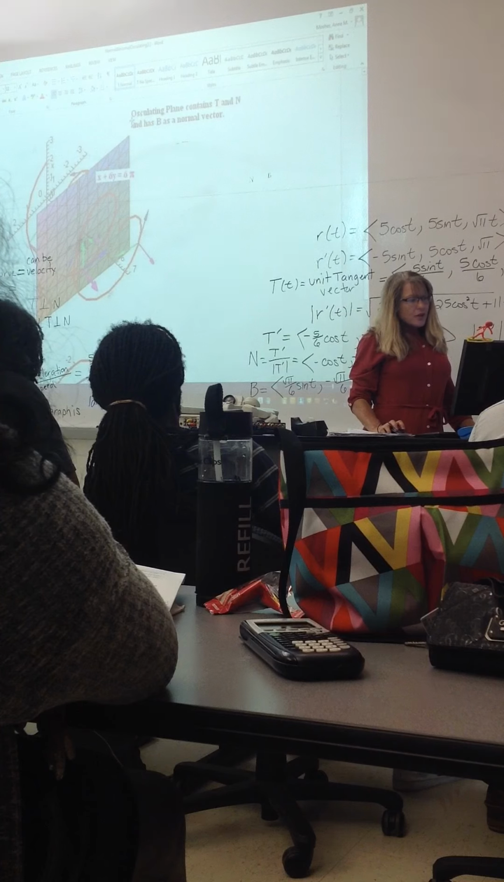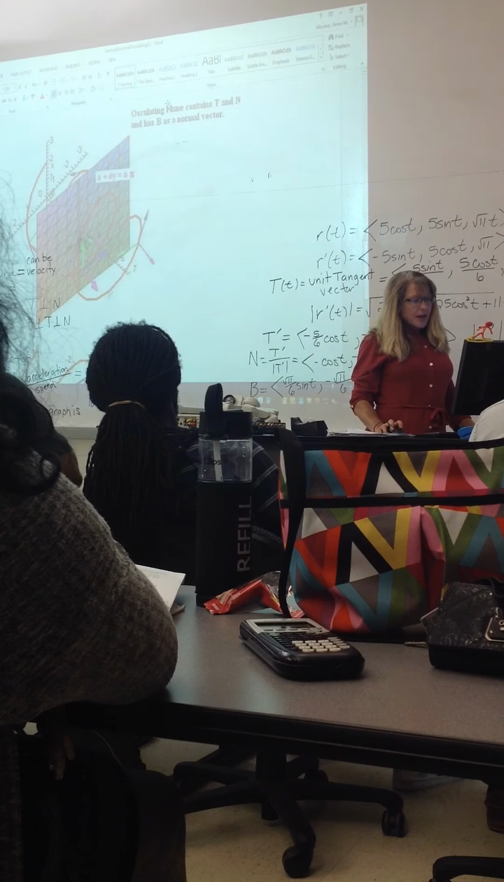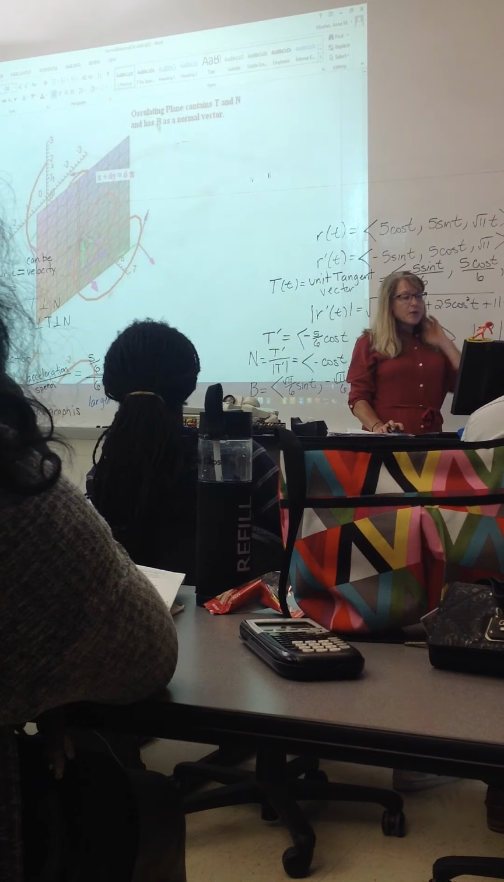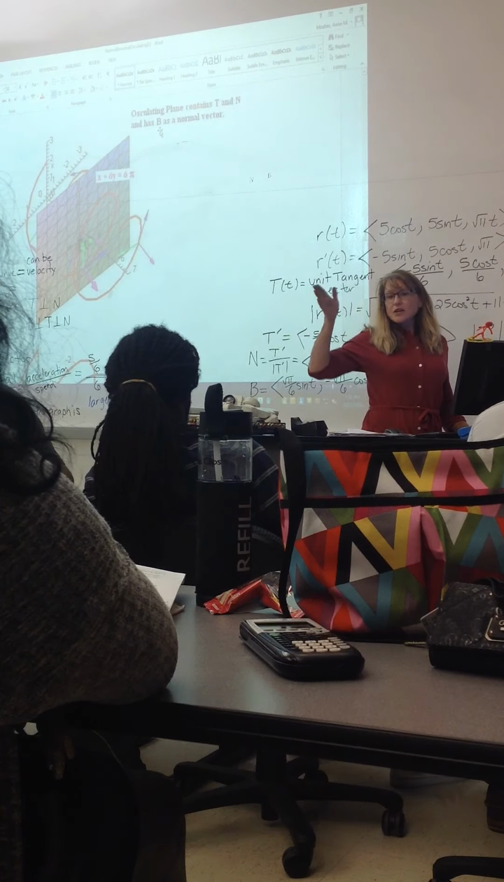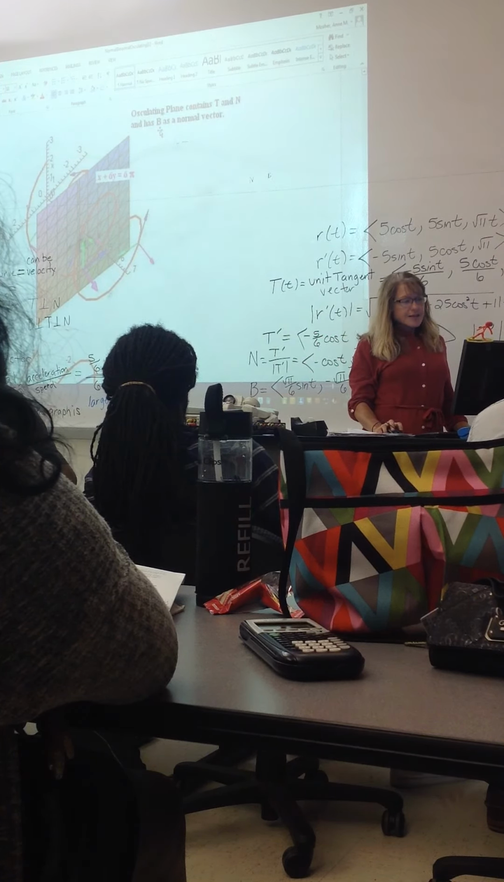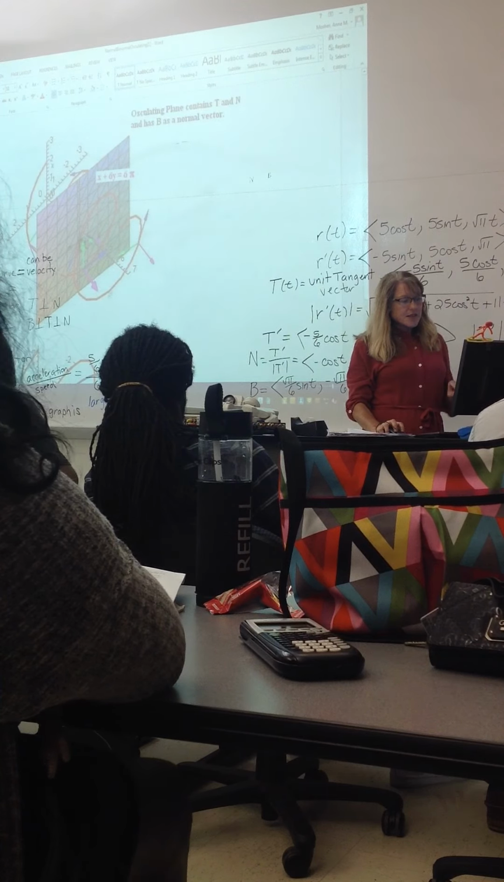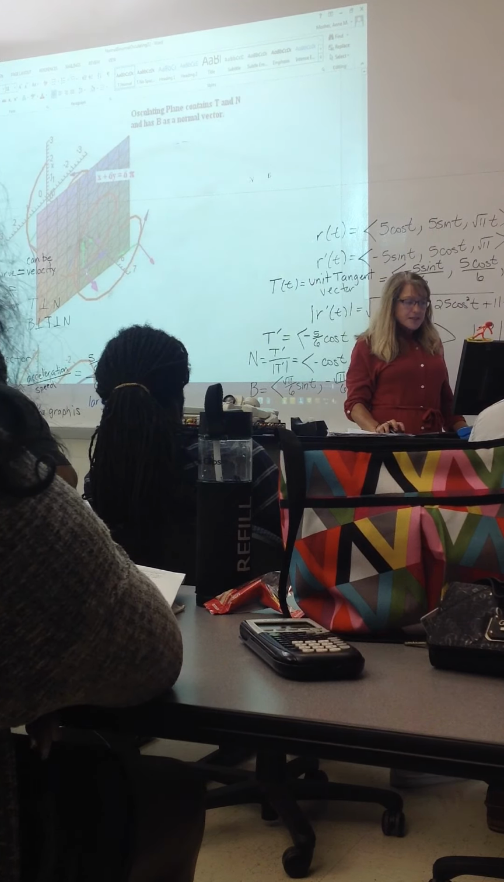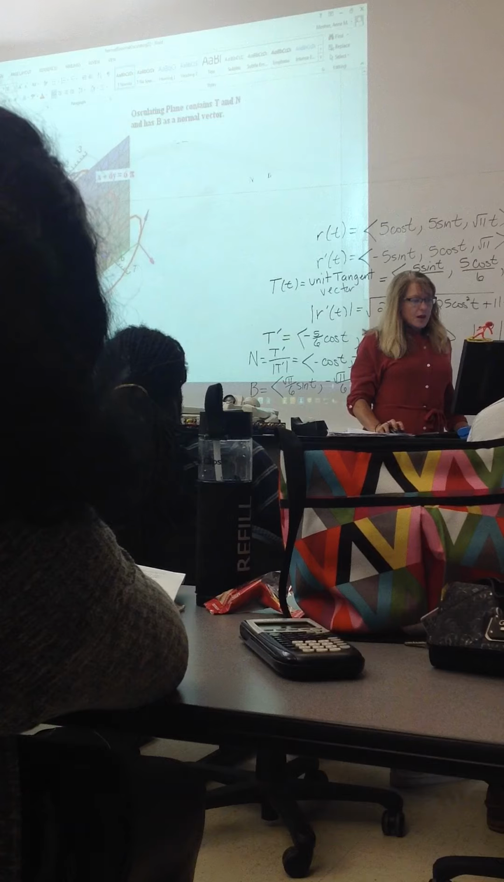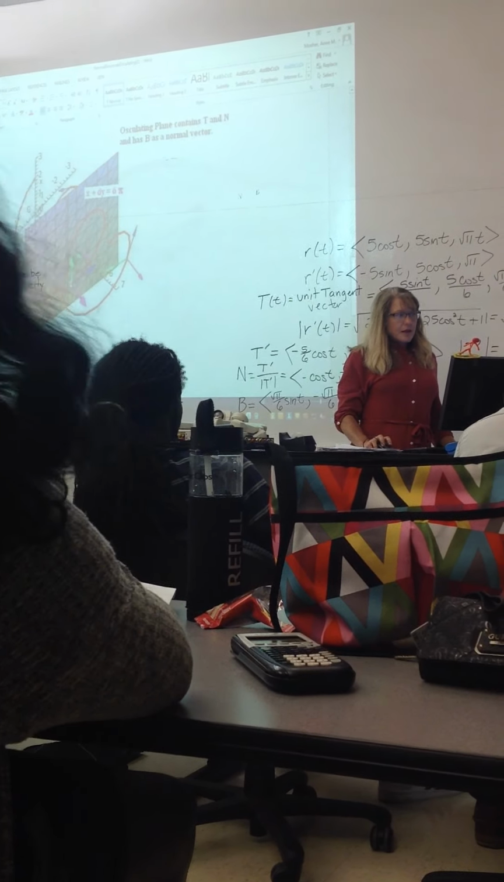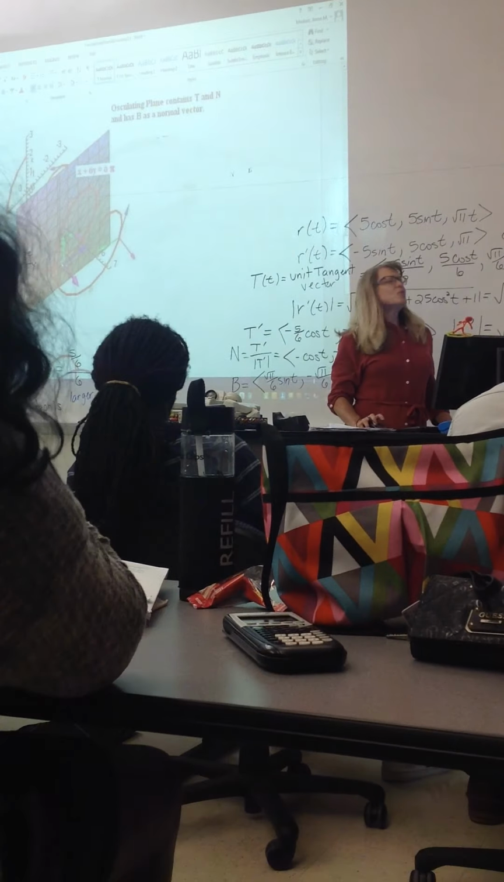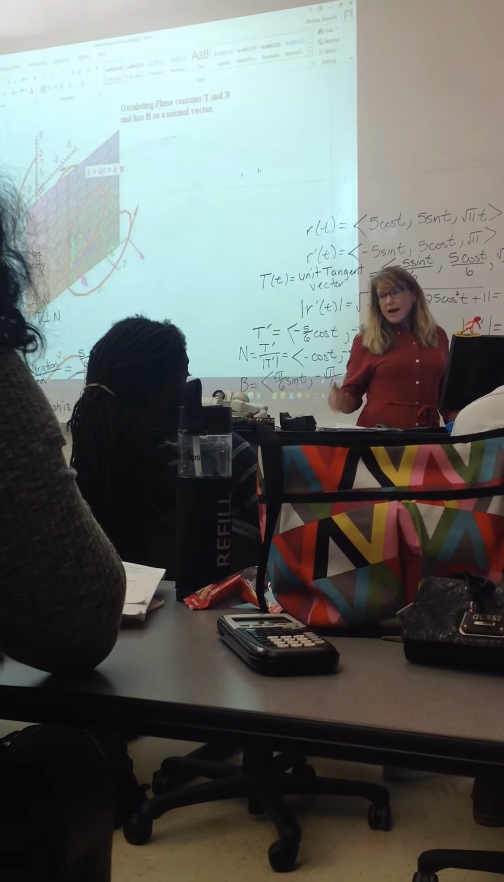There's another plane called the osculating plane. The osculating plane contains the tangent vector and the normal vector. So remember how you calculated B? You calculated B by taking T cross N. So the osculating plane contains T and N, thus it has B as its normal vector. It is the plane in which you can see the curvature the best.